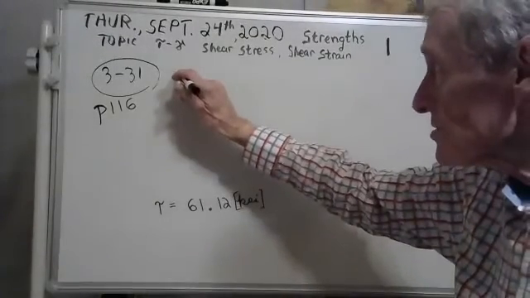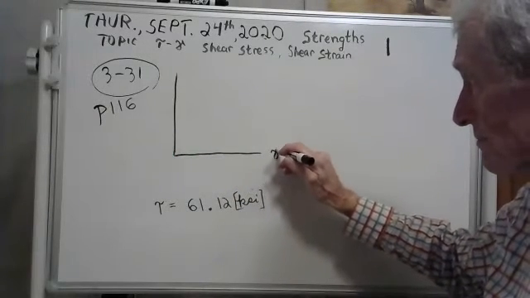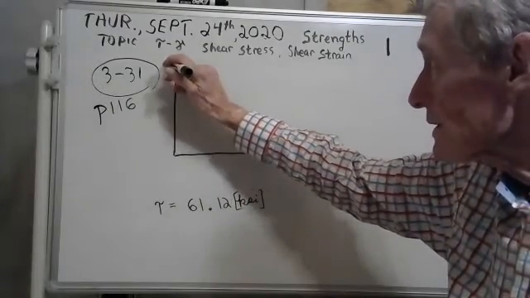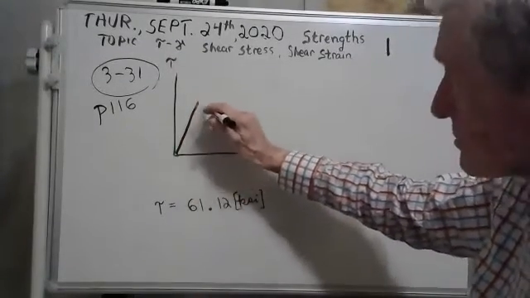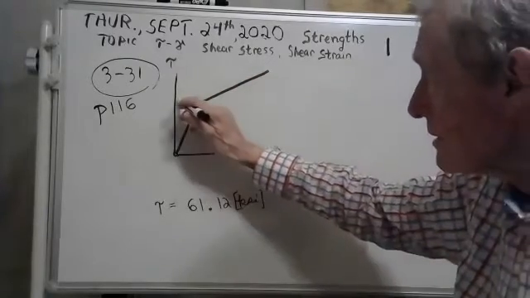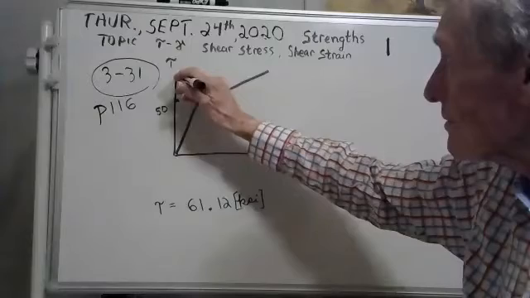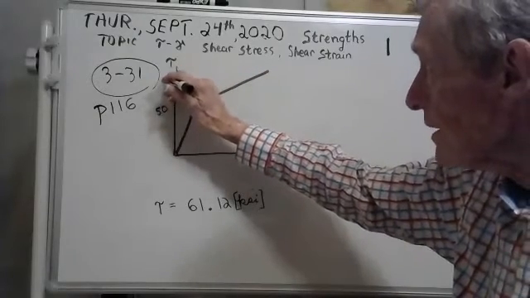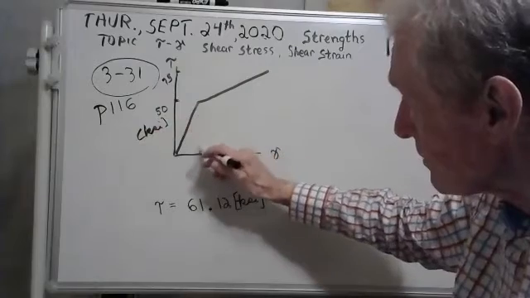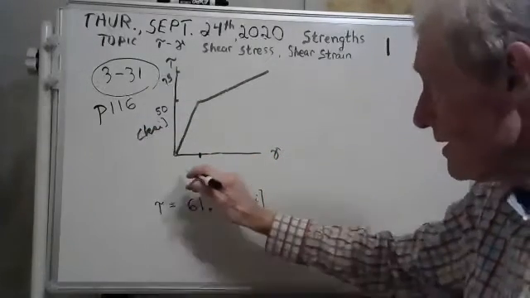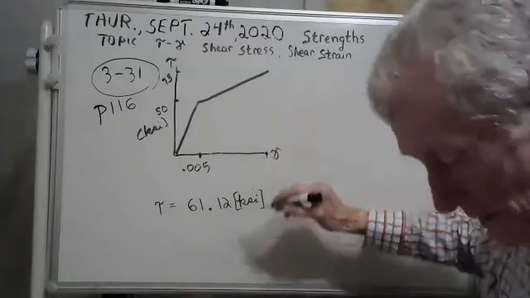Okay, stress strain diagram. Now this is a shear stress strain diagram. This here is the little Greek letter gamma, and this is the little Greek letter tau. And this comes up here like so. It goes, and then it goes. Now this value here is 50, and this value here is 75. Those are KSI. This value here is 0.005, and this value here is 0.05.